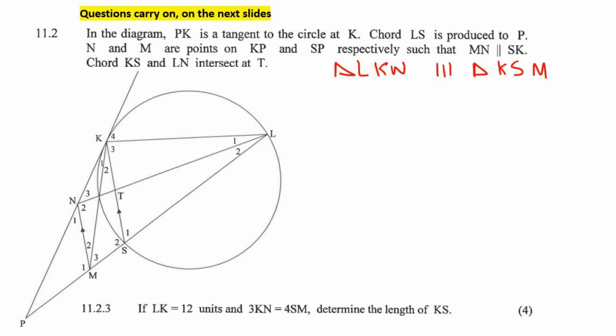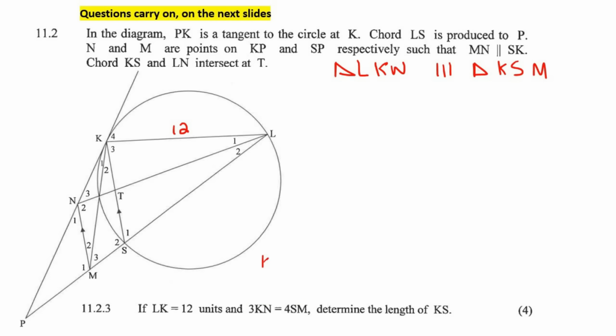LKN and KSM. Okay, so let's remember that. In the next question it says that if LK is 12 and 3KN is equal to 4SM, we'll remember that just now, determine the length of KS. So what I'm going to do immediately, we can fill it on the diagram if you want to, so that's 12, and then I would turn this into a little proportion.